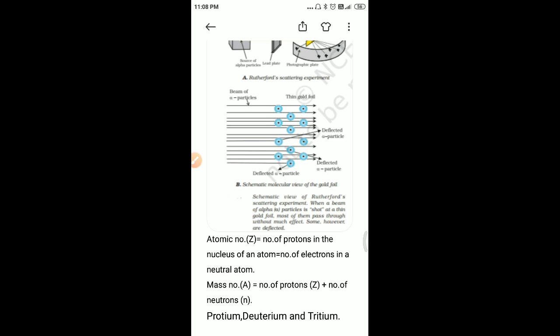Now we have to discuss the drawbacks of the Rutherford model. The Rutherford nuclear model of an atom is like a small scale solar system, with the nucleus playing the role of the massive sun and the electrons being similar to the lighter planets. When classical mechanics is applied to the solar system, it shows that planets describe well-defined orbits around the sun.